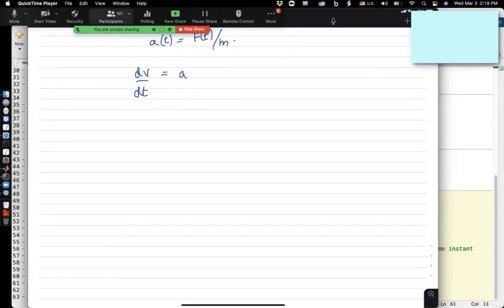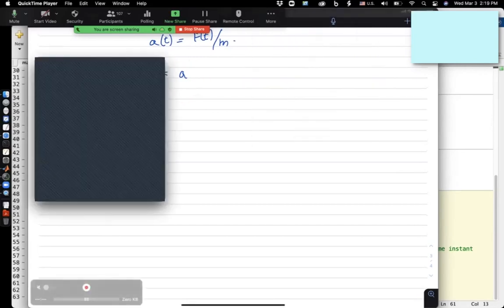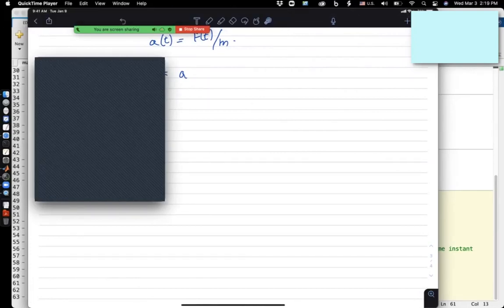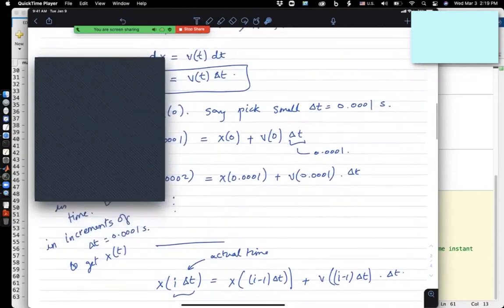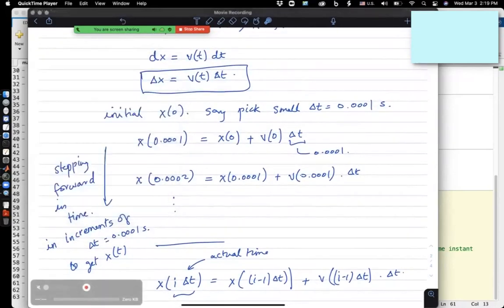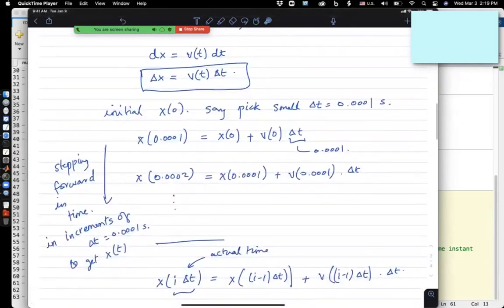So we can integrate this. Let me see what people are saying on the chat window. This is just an approximation, right? Exactly. This is an approximation. So we'll talk about that in a moment. Actually, let's talk about that very briefly right now. When you are doing something like this, you're saying delta x equals v of t times delta t. What is the kind of approximation you're using? What are we doing there? Is this exactly true?